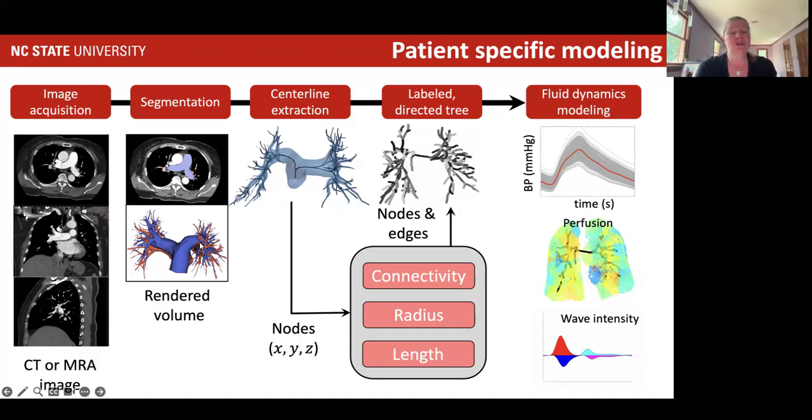So here's a rendered image of the arteries, which are blue, and the veins, which are red, of a human lung. Now, once you have a rendered volume, if you want to solve things in 3D, you need to mesh it. If you want to solve it in 1D, you need to extract a network or a graph, which we do by placing center lines in the 3D rendered volume and constructing a graph. From that, we construct a connectivity matrix and labels representing the radius of each vessel. I'll get to more discussion of that later on. And then we do fluid dynamics modeling, and then we can predict perfusion or wave intensity or whatever question is associated with the application.